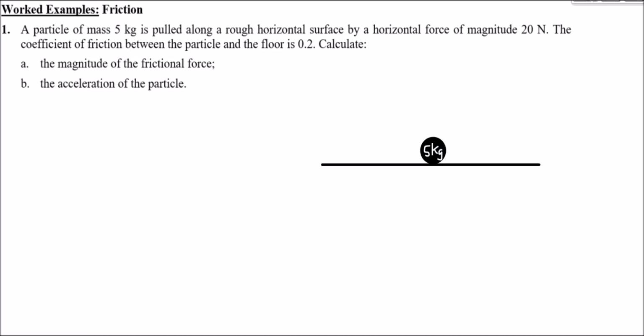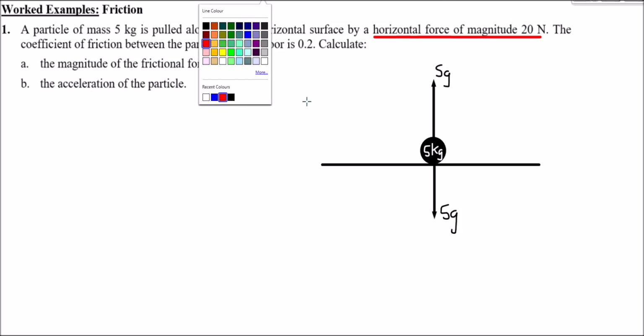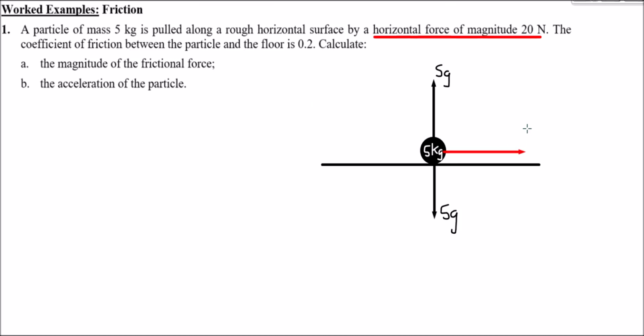Because its mass is 5, we can also, and therefore also should, add in its weight. So its weight will be 5g. And the normal reaction force will be equal and opposite, therefore will be 5g acting upwards. And we know this because this pulling force is acting horizontally. So this horizontal force of magnitude 20 newtons, we can just add in like so and label that 20, or 20 newtons if you want to add in the units.